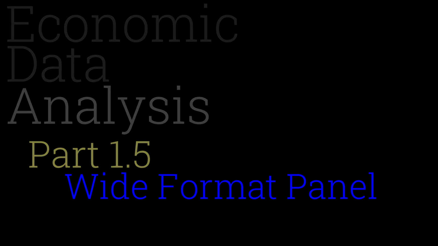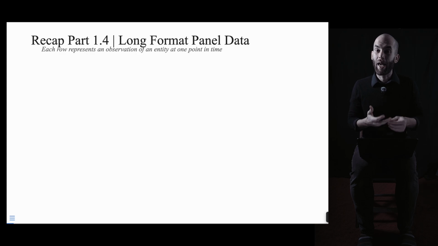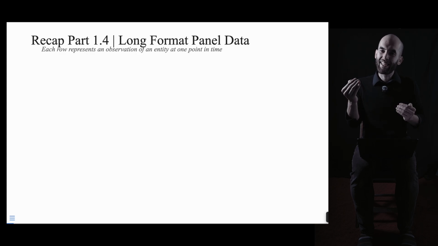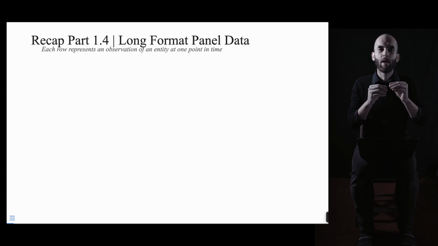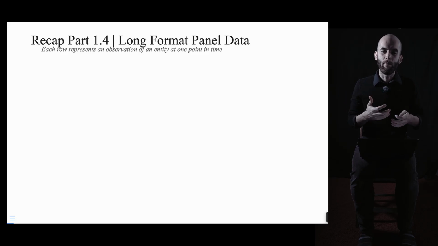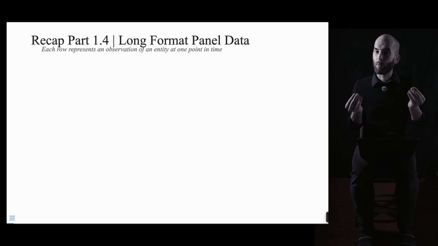So last time we introduced this idea of panel data. We had many entities, but we also had many time periods for each one of these entities. So it was neither cross-sectional data, because there were multiple time periods, but it was also not time series data, because we had many entities at the same time. This is what we called panel data, where we have many entities through time.